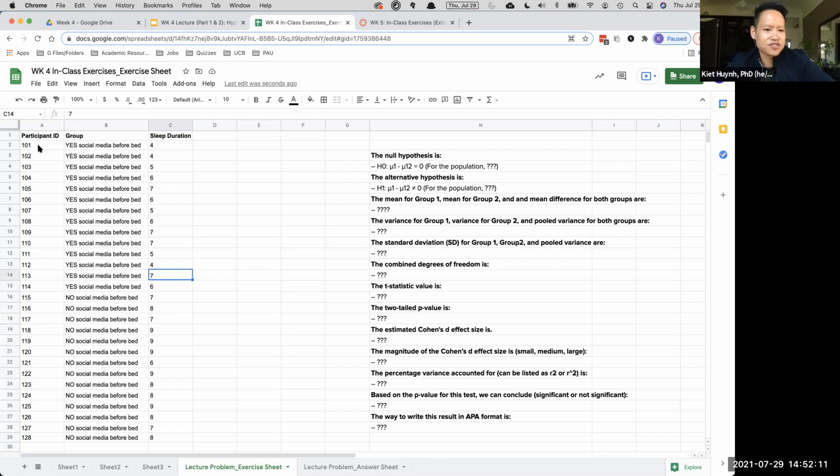So how do you read this? The first participant uses social media within an hour of bedtime, and they sleep on average 4 hours a night. Participant 117 does not use social media before bed, and they sleep an average of 7 hours per night. So you want to know, do people in this group sleep any less than people in this group? Based on your hypothesis, my hypothesis is yes, because social media disrupts sleep. So the people in this group should sleep fewer hours on average than people in the no social media group.